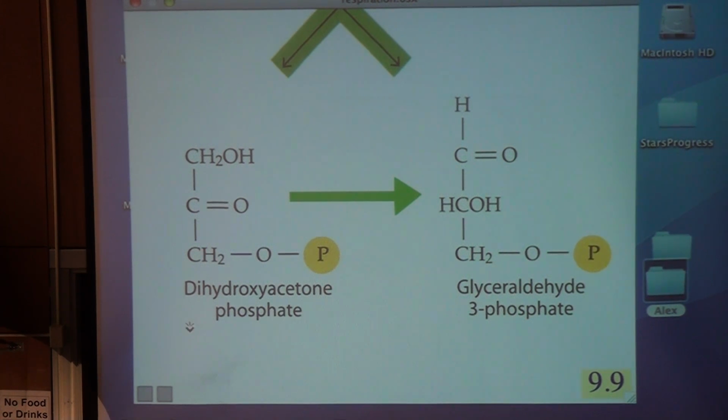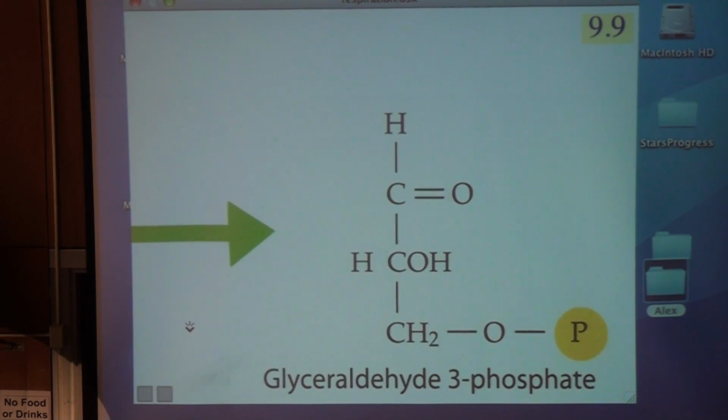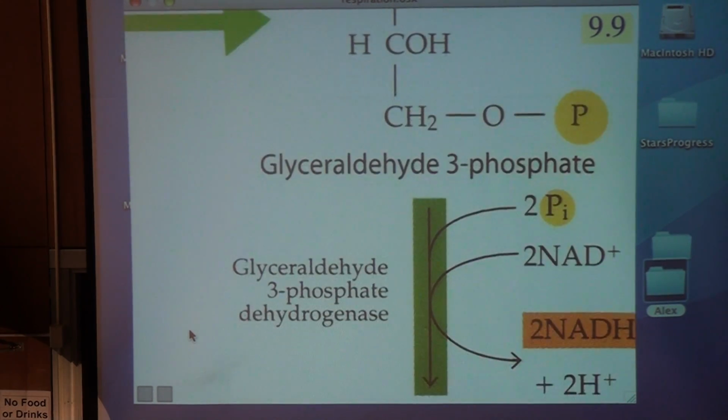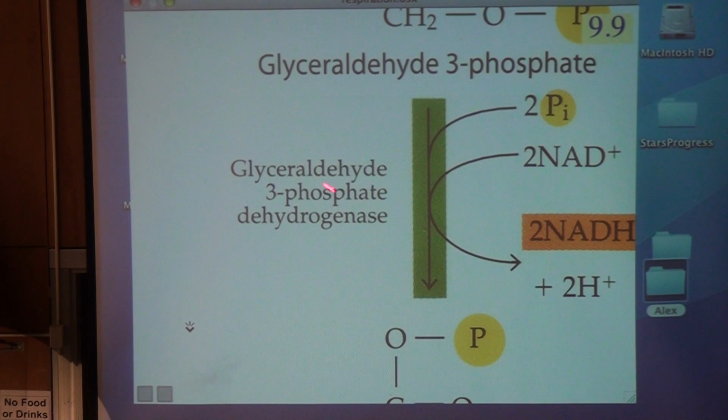So everything that's going to come after here on the diagram, we're not done with the diagram yet, but everything after this on the diagram is what happens to the 2 pGals that continue on through glycolysis. So there's the pGals. All right, so each pGal then gets taken in by this enzyme right here, glyceraldehyde 3-phosphate dehydrogenase.